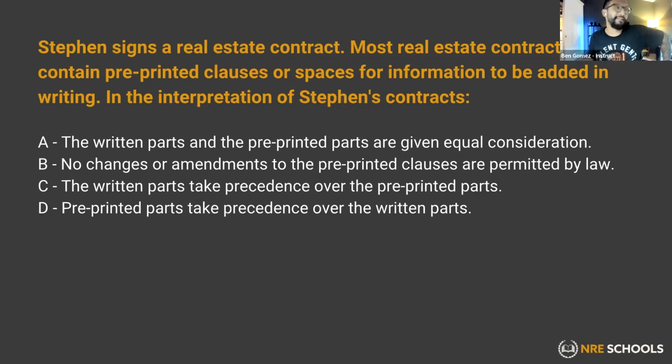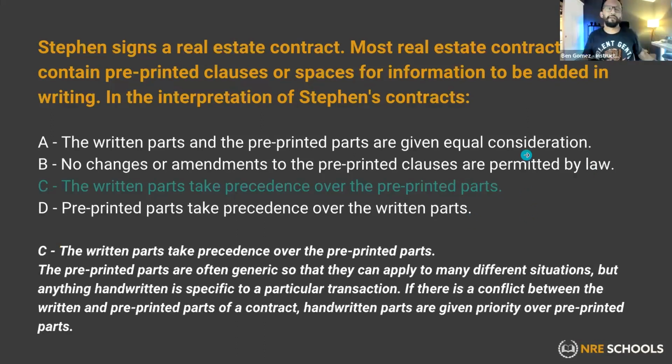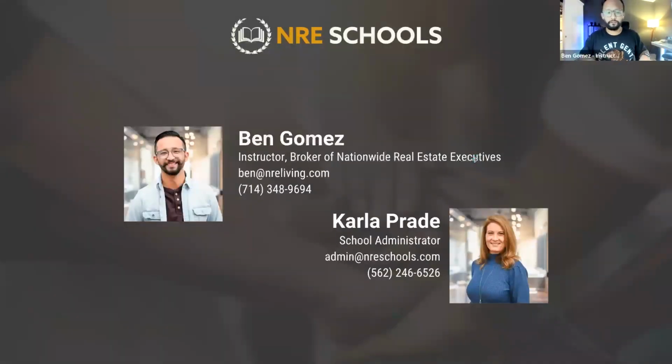I'm going to give you guys a hint, either C or D. It is C. The written parts. You got the pre-printed contract. Any written parts take precedence, think of your personal checks. That's what it is.